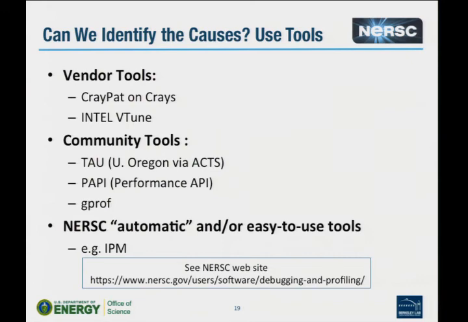Quickly, some of the tools. There's vendor tools. I might talk a little bit about CrayPat. That's on the Crays. Again, I hadn't really used VTune before, so maybe it is just serial. Community tools like TAU and PAPI. David talked about two. Hopefully I'll be able to have time to talk about our NERSC automatic tools.